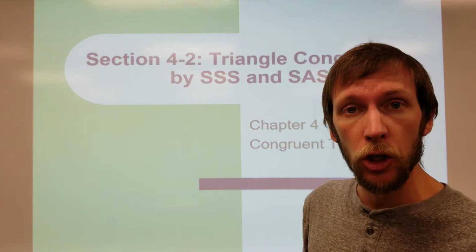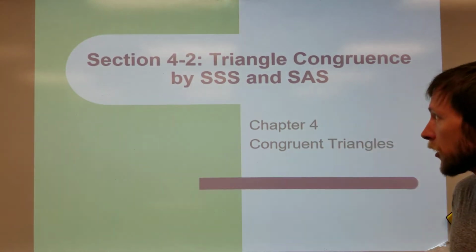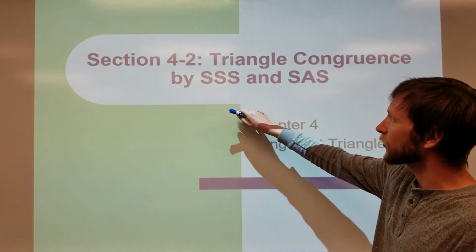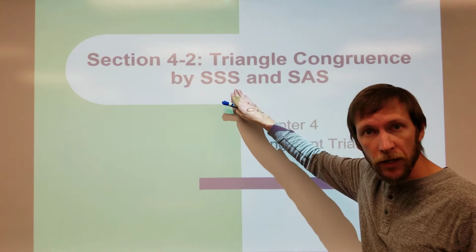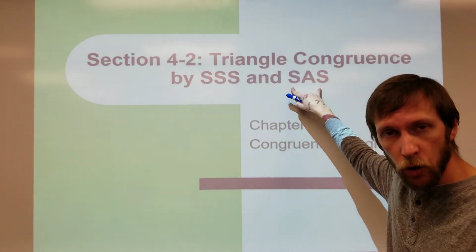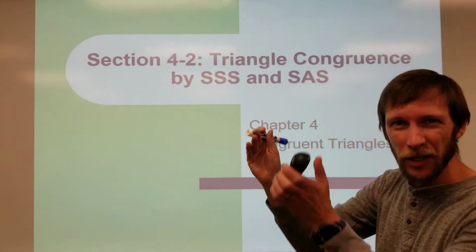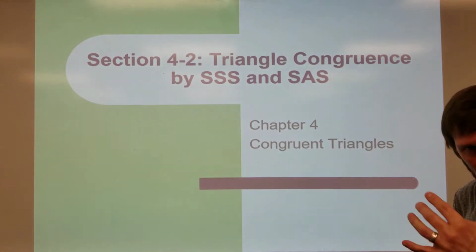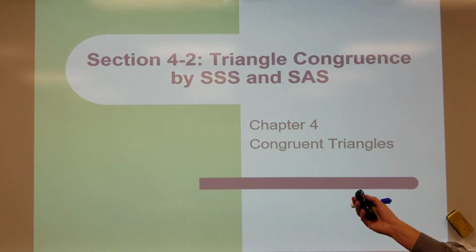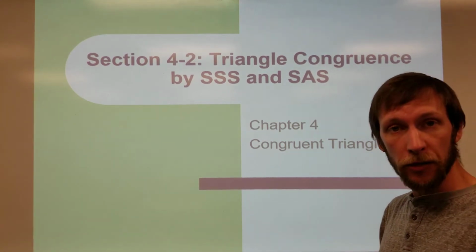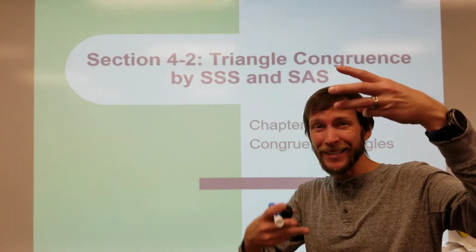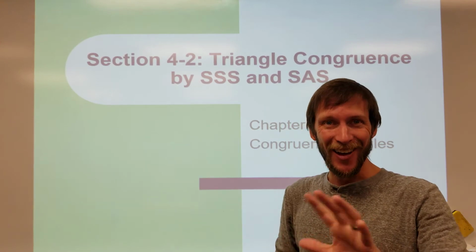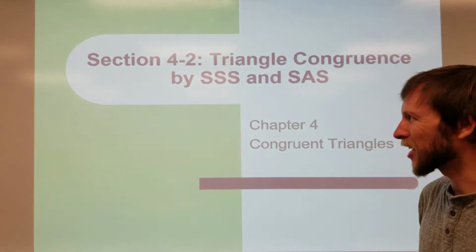There's actually 5, and we're going to learn about 2 of them in this quick lesson right here: side, side, side, and side, angle, side, SSS and SAS. SSS means that we have 3 pairs of corresponding sides congruent. SAS means that we have 2 pairs of corresponding sides congruent and the angle that is formed between those 2 sides congruent as well. If that happens, then we've got these special magical triangle congruence shortcuts. So instead of having 3 pairs of sides and 3 pairs of angles, instead of having 6 things, we can have just 3 things. All right, but it has to be the right 3 things, and that's what we're going to chat about today.